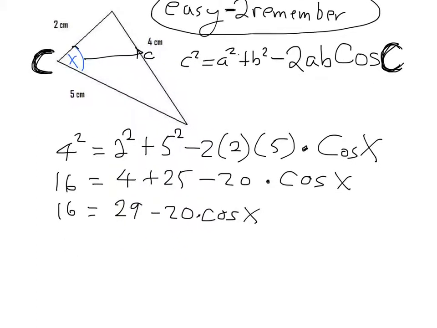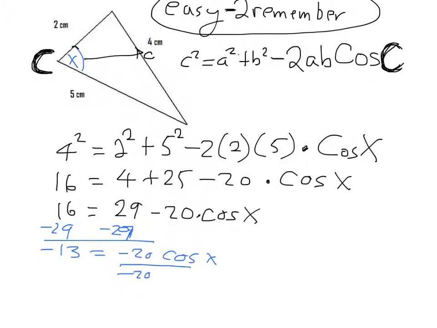And this is the one that takes the most discipline maybe to finish. I've got to figure out how to get x by itself. To do that, I'm going to subtract 29 from both sides. Of course, that gives me negative 13 equals negative 20 times the cosine of x. I want the x to be by itself. I've got to get rid of multiplying by negative 20. I do that by dividing by negative 20. And I get a positive 0.65.